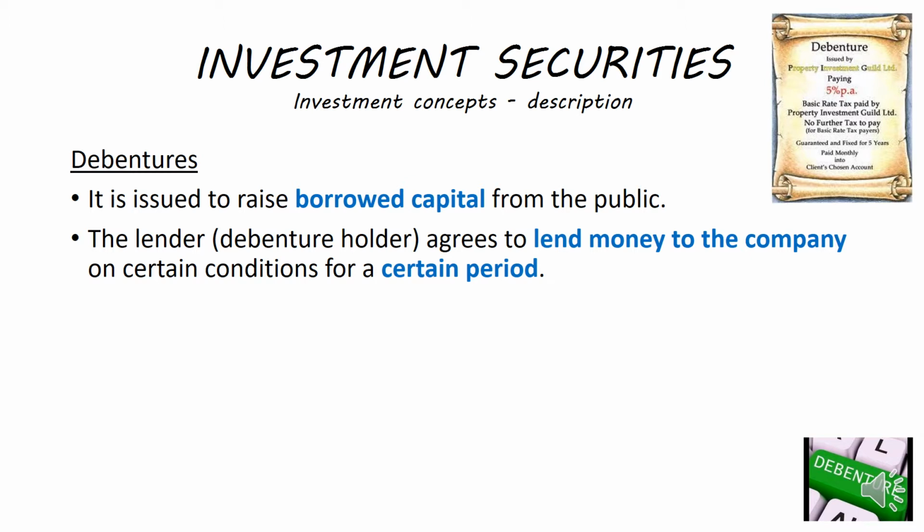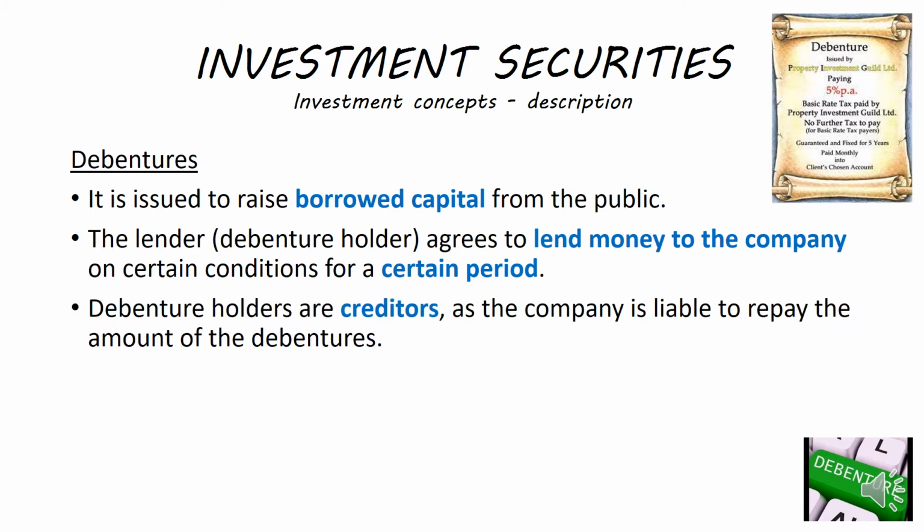As the lender or the debenture holder, for you, it is an investment that you are making. You are basically lending your money to the company. The company gets to use this money and do whatever they want with this money. And after a certain period has passed, they will give you your capital amount back, obviously plus the interest that you have earned over that period of time. When you are a debenture holder, you are a creditor of the business because the company owes you money.